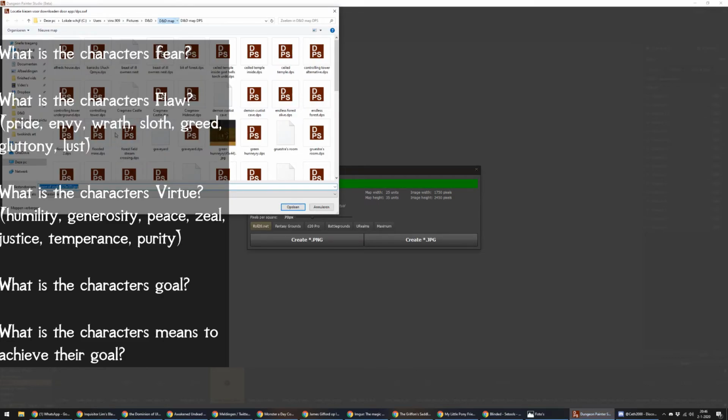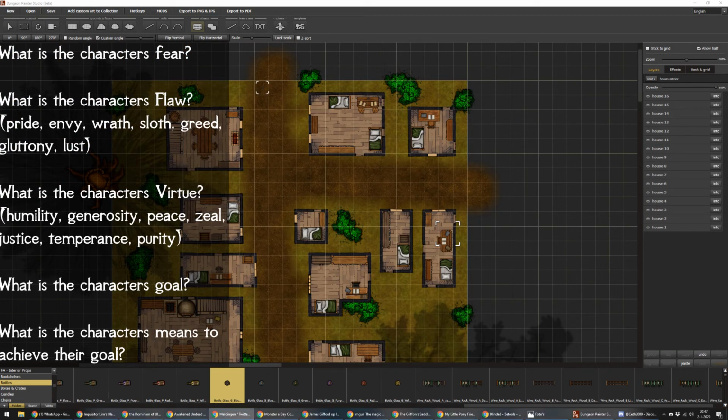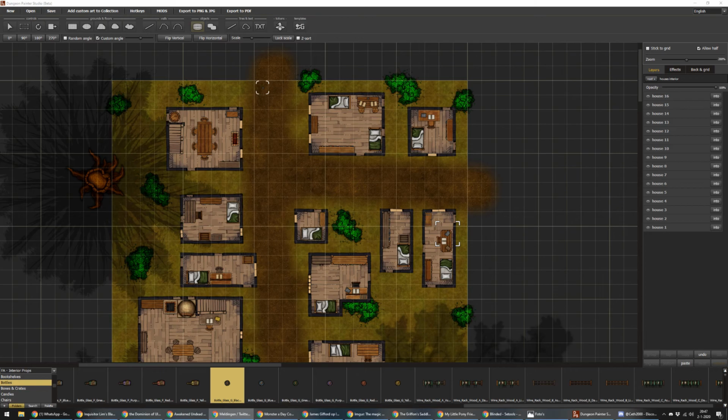These simple questions, I think, are great at prodding you into, well, making simple but fleshed out feeling characters. So yeah, that was my pretty much stolen guide to making characters.